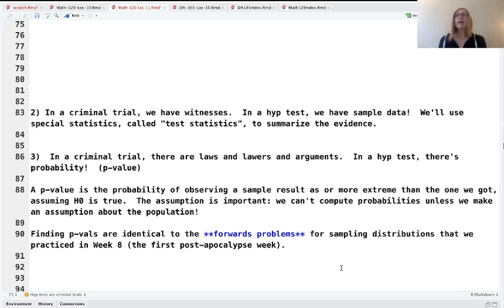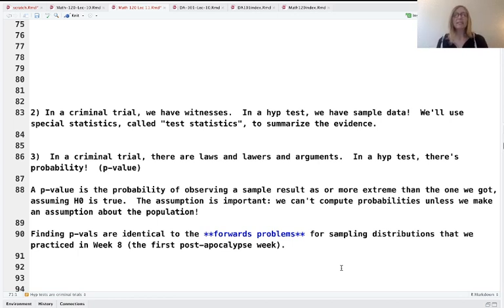In a criminal trial, we have witnesses and evidence. People come up to the stand, they tell their story, they give their expert testimony, documents are reviewed, etc., etc. Those pieces of evidence collectively help us decide.